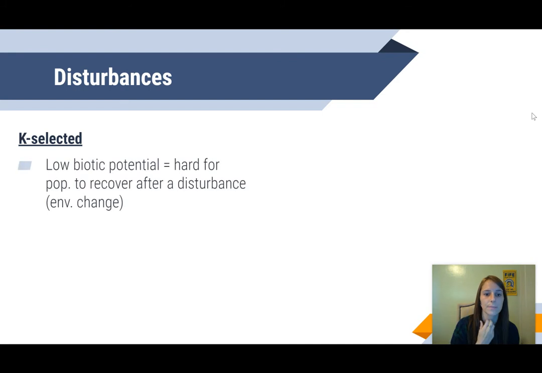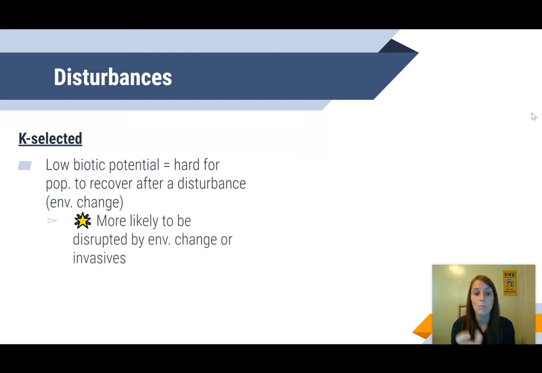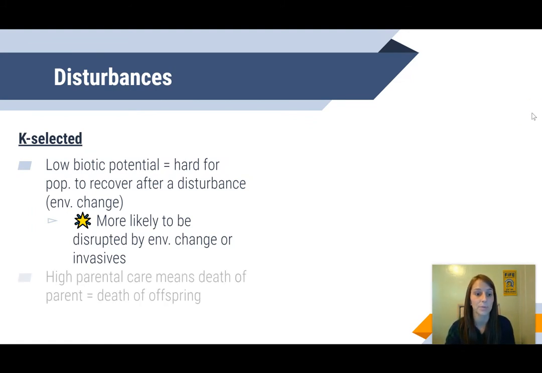So when we have environmental disturbances, K-selected species and R-selected species are going to experience this differently. K-selected species, because they have a low biotic potential, it is going to be hard for their population to recover after a disturbance, such as a change in their environment. So they are more likely to be disrupted by environmental change or invasive species coming in and outcompeting them. Because it takes a long time for them to create more babies, it's going to take longer for that population to recover if we're not seeing much adaptation occurring.